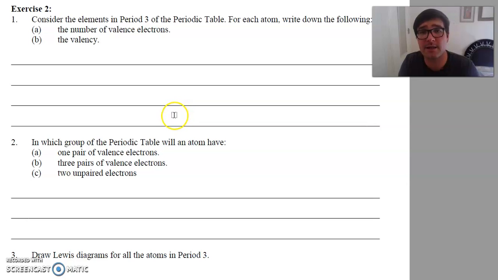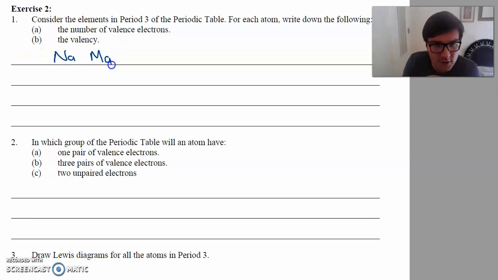Now that you completed exercise 2, guys, let's look at the answers and see what they should be. So question 1 says, consider the elements in period 3 of the periodic table. For each atom, write down the following: the number of valence electrons and the valency. Now, I just think it's easier if we know which ones are there. So I'm just going to start writing.